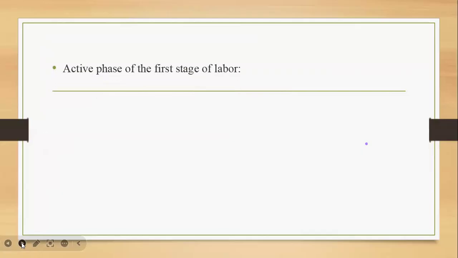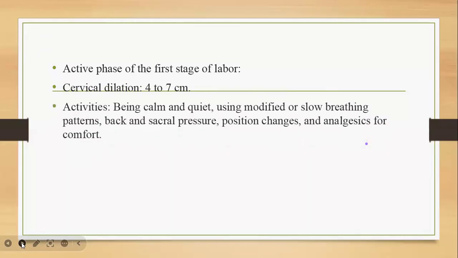Next, we have the active phase. So what is the first stage? If I ask you, from true labor pain till 10 centimeter dilation is known as the first stage of labor. Now what is the active phase? Going from 4 to 7 centimeters is called the active phase. During this we ask the patient to stay calm and do slow breathing, change position and so on. We can give a back massage to the patient. If there is pain, analgesics we do not prefer, as they can cause a problem in the newborn, so we don't prefer that.